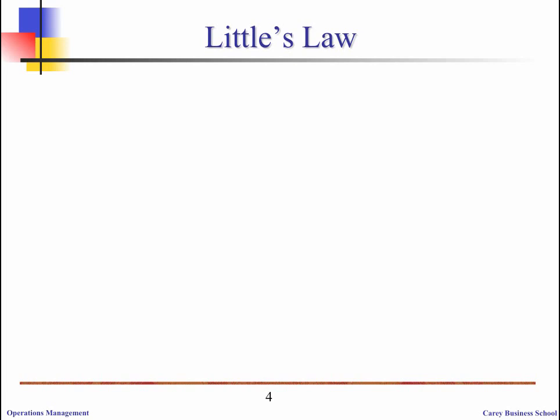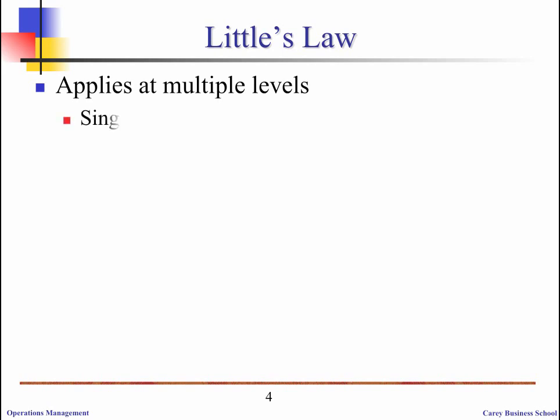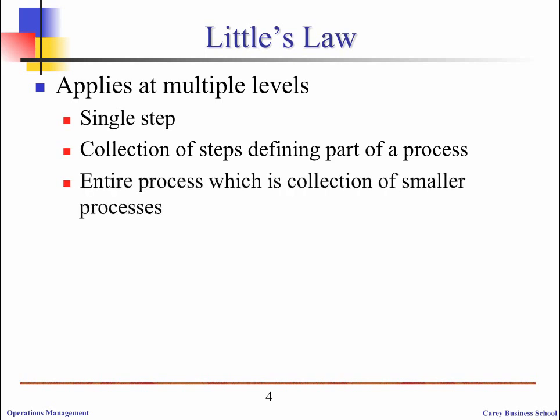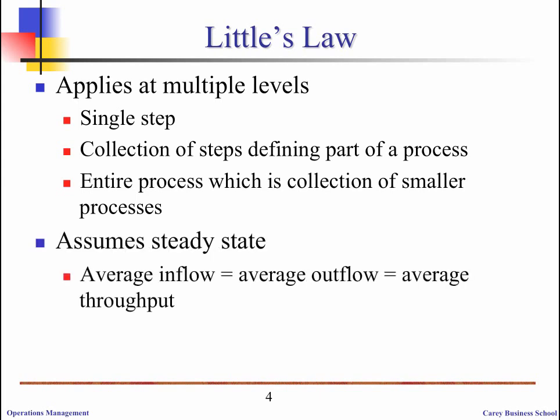The important things for us to keep in mind about Little's Law are that it applies to any process. Those that are only a single step, those that are sections of a larger process, and those that involve many sub-processes. Note that Little's Law deals with averages, and thus can be said to apply to any system in steady state. By steady state, we mean that the average inflow, the average outflow, and the average throughput rate are all the same. This is important because in most cases it will be easier to measure the inflow or outflow than it is to measure the processing rate directly.